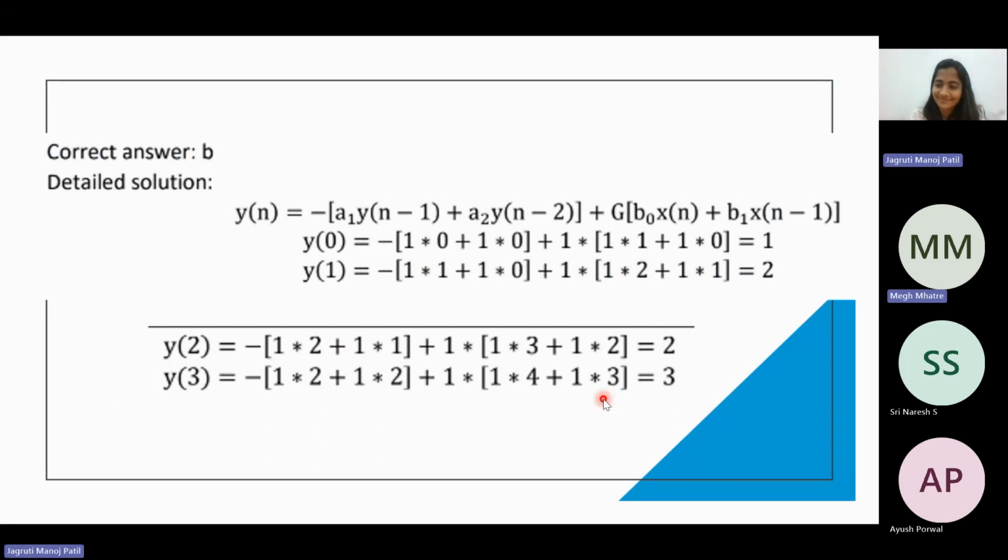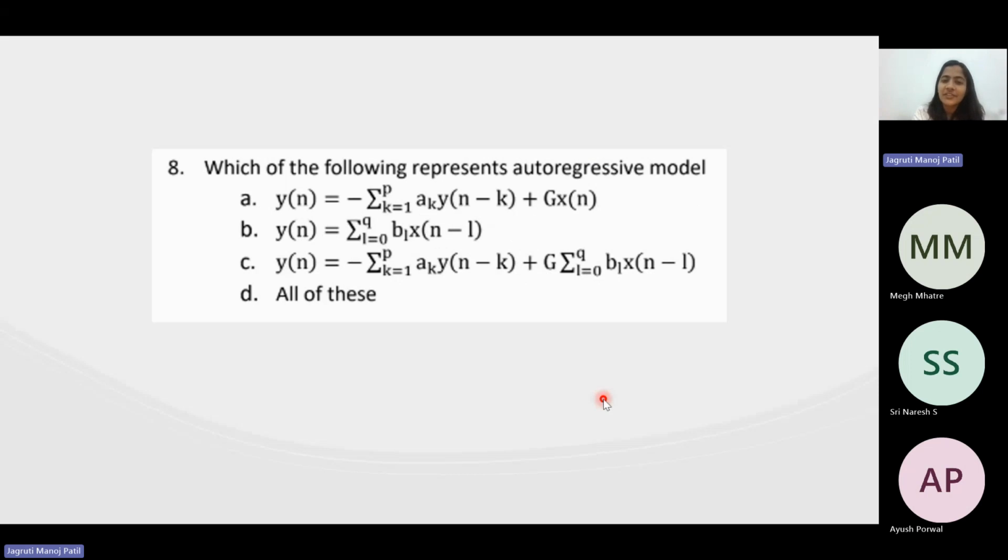Yes, ma'am. Okay. Next, which of the following represents an autoregressive model? Okay, this is just some formulas.